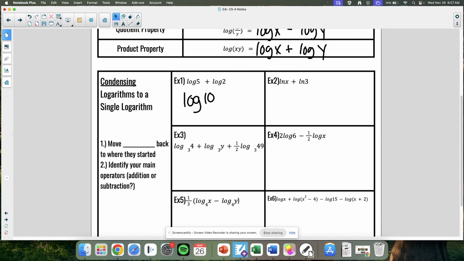And then something that's going to be kind of like a step up from when you've done this in the past. If we can evaluate the log, we should evaluate the log. So log base 10 of 10. What is the answer of log 10? 1.